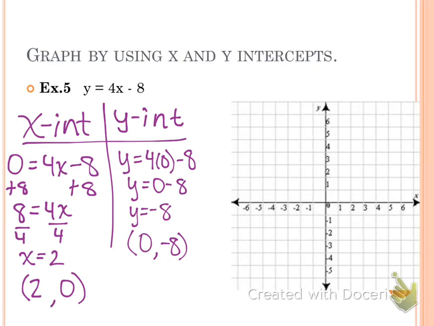Questions about how we found our intercepts? Then we have to graph the point 2, comma, 0 is here. It's at 2 on the x-axis. Our other point dropped off of our graph a little bit. It would be approximately right down here at -8 on the y-axis. Then we still have to put our line through those points, and put our arrows on it, and we've got that line graphed.